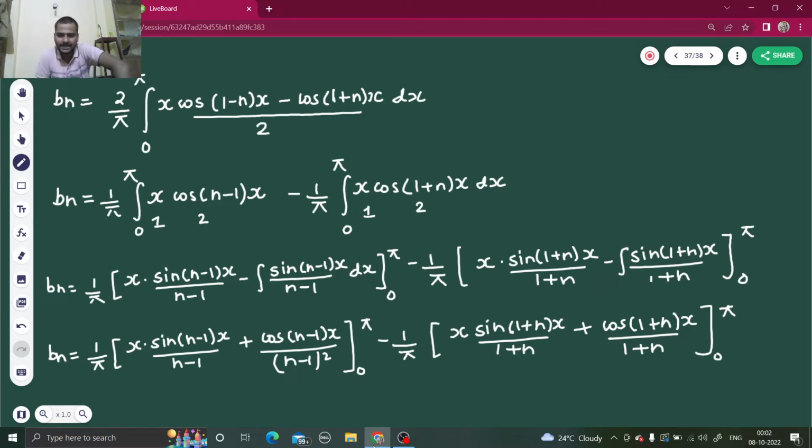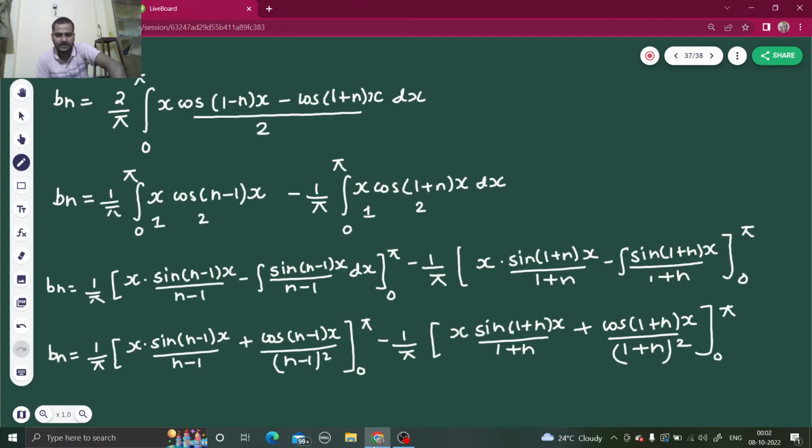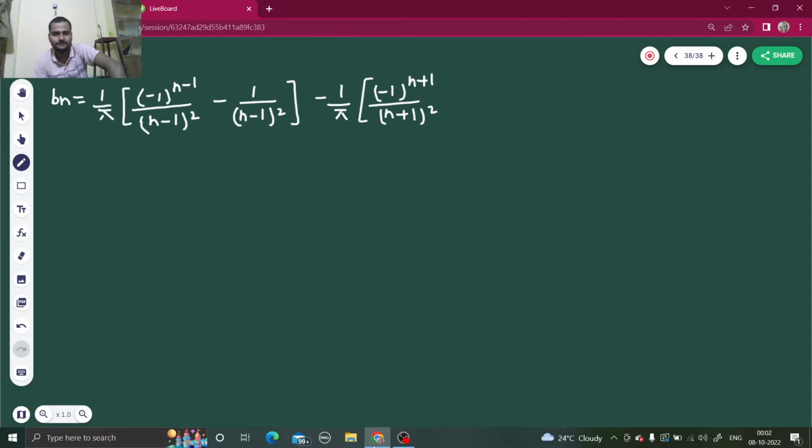One mistake I did. Integration of sine is cos, and again 1 plus n, one more will come, so this will become 1 plus n whole square, so it will be n plus 1 whole square. Then coming to the lower limit, when you put 0 in this cos term, it will become 1 upon n plus 1 whole square. Lower limit, so negative. Okay, now let's simplify this.